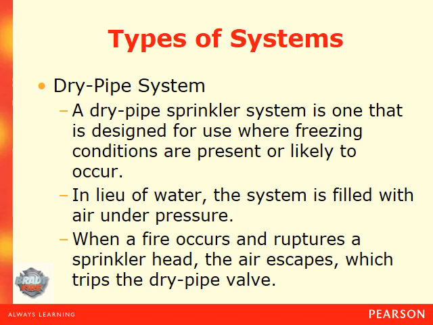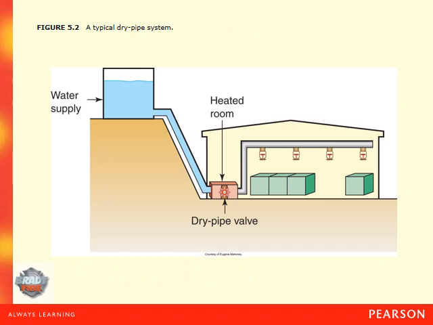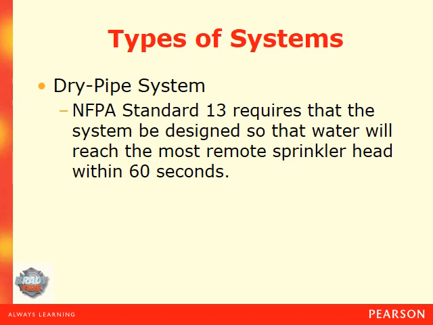Another system is a dry pipe sprinkler system, and this one is used in areas where freezing is likely to occur. In lieu of water, the system is filled with air under pressure. When a fire occurs and ruptures a sprinkler head, the air escapes, which trips the dry pipe valve, allowing the water to exit the system and put out the fire. NFPA Standard 13 requires that the system be designed so that the water will reach the most remote sprinkler head within 60 seconds.